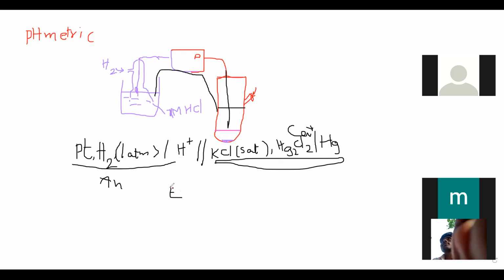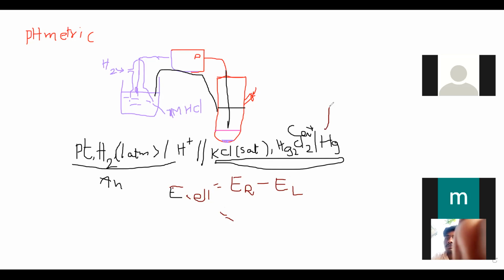E cell is equal to E right minus E left. Right means which electrode? This is the right electrode. The calomel electrode is the right electrode, and left means the hydrogen electrode. Right means E cathode; this is the cathode electrode.